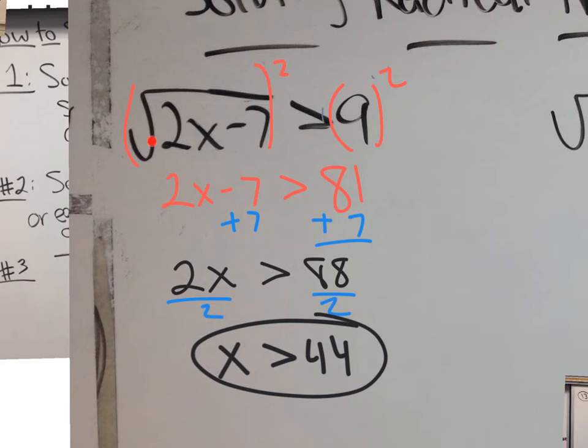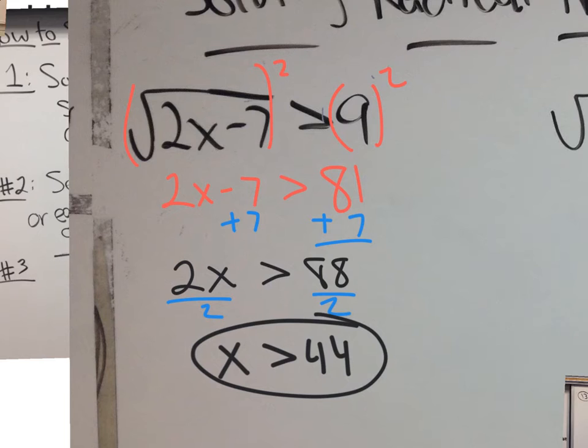If you plug in 45, 2 times 45 is 90, 90 minus 7, when you do the square root of 90 minus 7, you're going to get a value that's greater than 9, right? It's that simple, right? So you don't really have to do the number line, because it's saying all the numbers that are greater than 44. There is no way that you could plug in a number that's greater than 44 that's going to produce a negative in here that would mess it up. So you're done right there. You don't have to worry about the rest, okay?